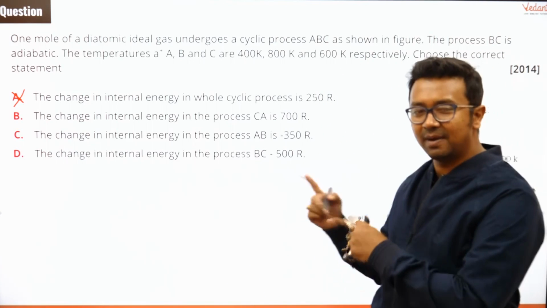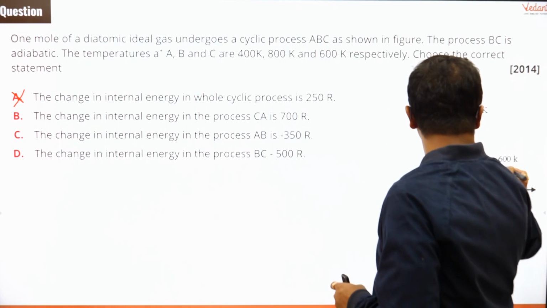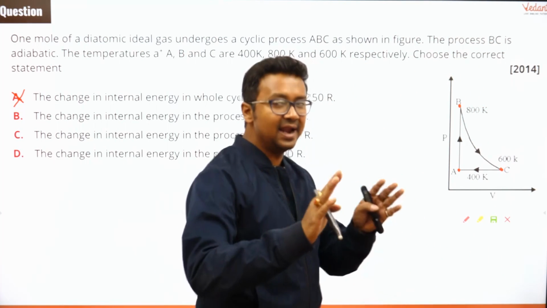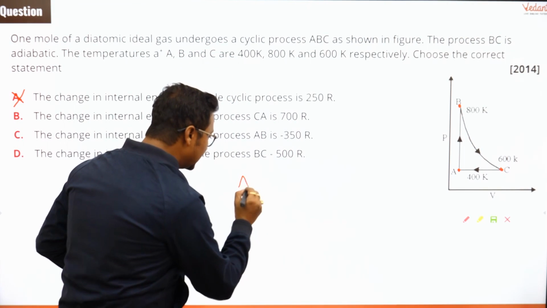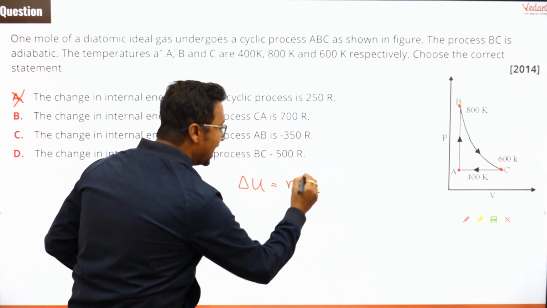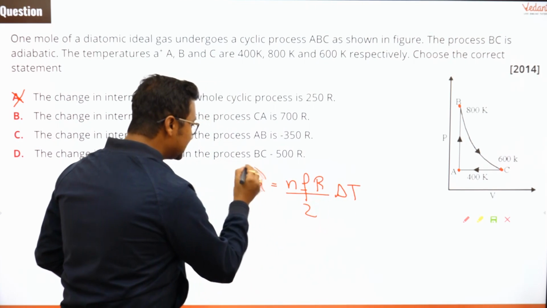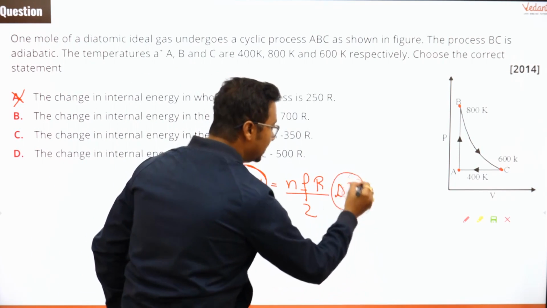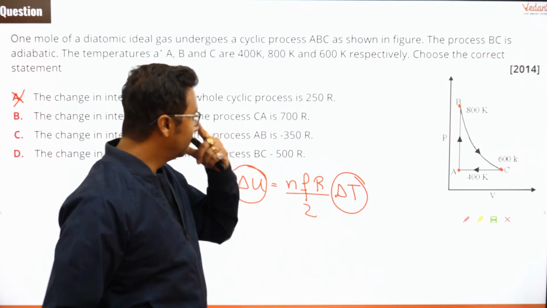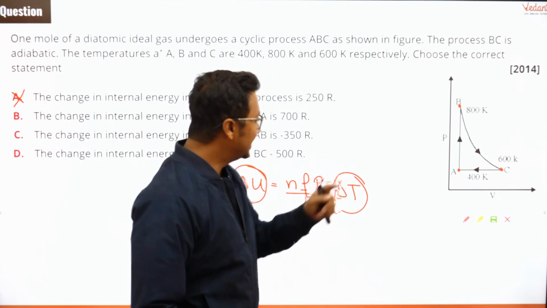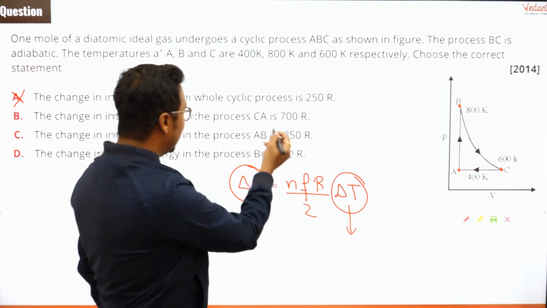Acha. Second one, smart way to do it. The change in internal energy in the process CA. Students, CA internal energy. Let us write down the equation for the internal energy. Clear? So delta U we know is nFR by 2 into delta T. So this internal energy change totally depends on the change in the temperature. Clear? So from C to A, tell me students, what will be your delta T? C to A. Get it? C to A?